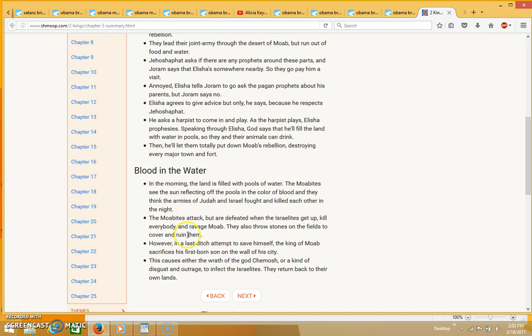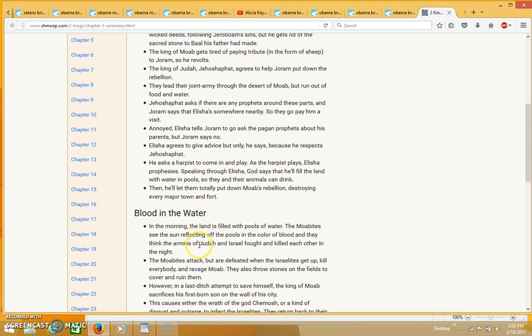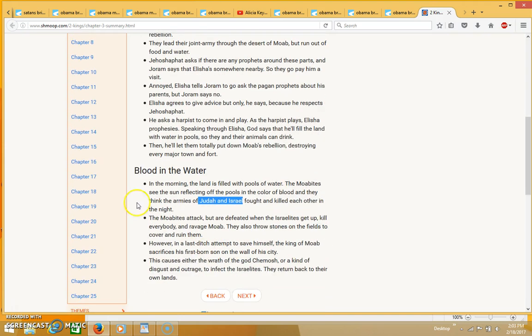So there's an optical illusion that's created in the water, making the water look like blood. And so the Moabites think that Judah and Israel, which are the two tribes of Israel, which I believe represent the Jews and the Gentiles, have fought against each other and they've all killed each other, and so they try to attack, but then Israel and Judah defeat the Moabites because they really didn't all kill each other.